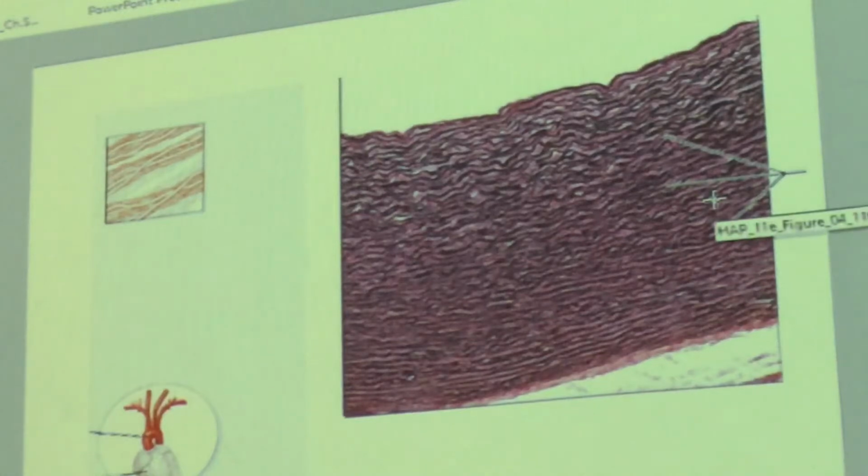Locations found. Walls of blood vessels, in particular arteries. What's the largest of arteries? Where is this one actually from? Aorta. It's from the aorta.